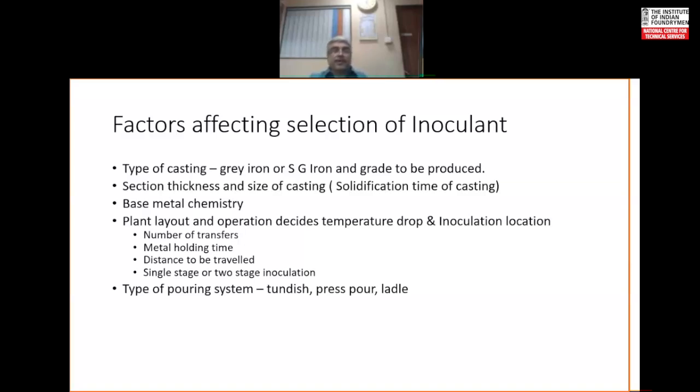The type of pouring system that is used: is it ladle inoculation, is it tundish? Now, in more automated plants, you are having either a tundish pouring or press pour or more automated ladle pouring or manual ladle pouring. What is the size of the ladle and quantity of metal being treated? What is the location where you want to inoculate?